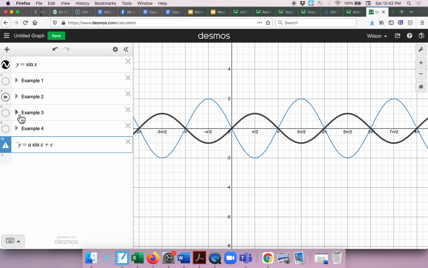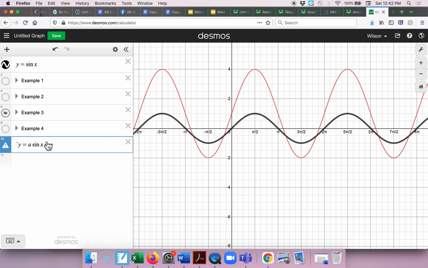All right, let's look at example 3. Okay, so this one looks a little different. Let's also confirm that it is indeed a sine graph. It's a sine graph, although it doesn't start at (0, 0). It does start at the midline.